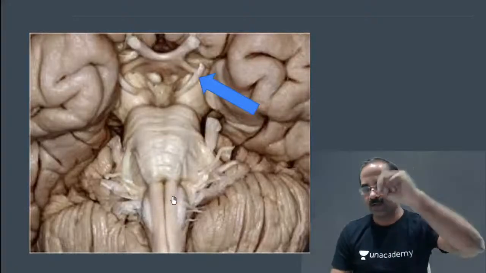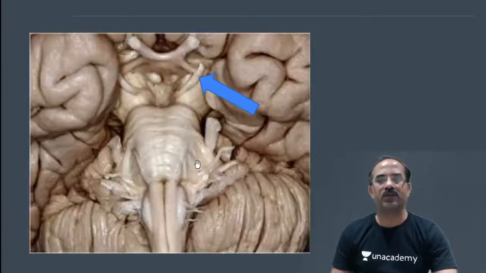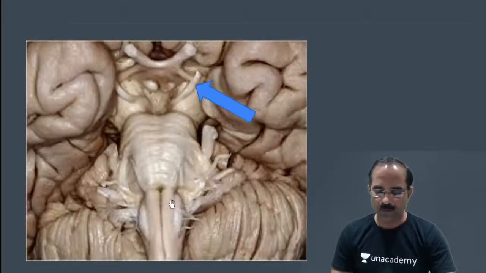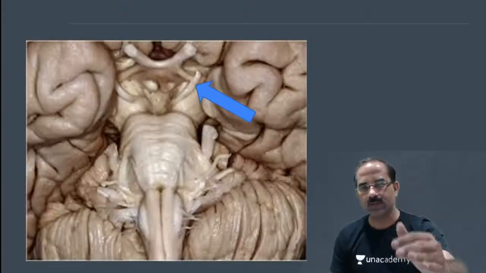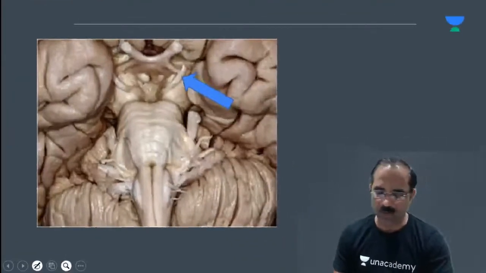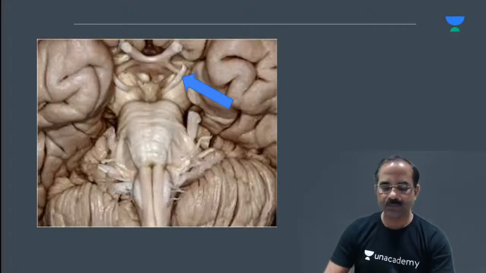There will be 3 nerves attached here: the 6th, the 7th, the 8th nerve. That's the pyramids, that's the olives here. Between the pyramids and the olives, you will be getting the hypoglossal nerve.